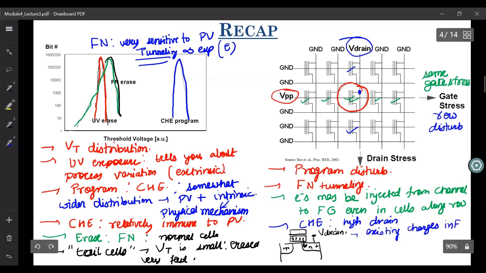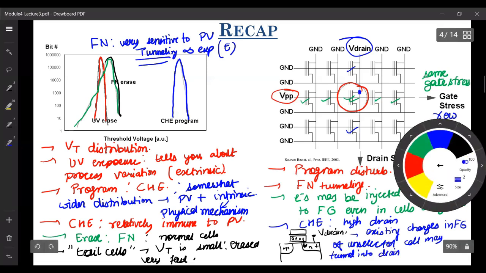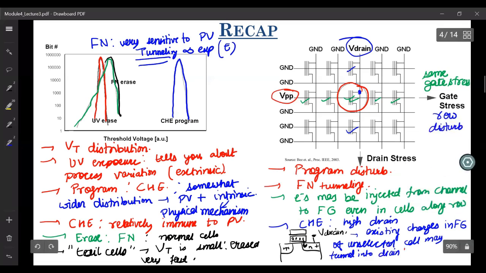in floating gate of unselected cells may tunnel into the drain and disturb the charge state, right? And what is it called? So this is called your soft erase. And where this happens, it happens only in this region. What is this region called? It's called the gate on drain overlap region.